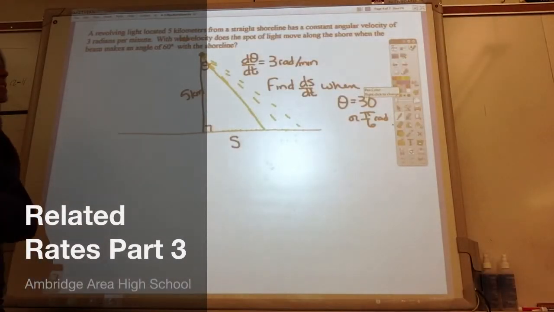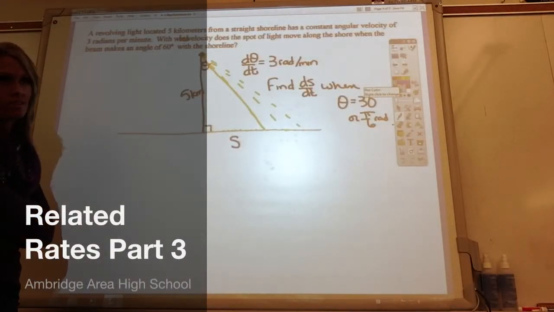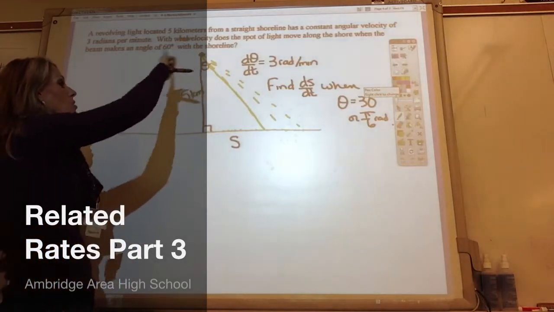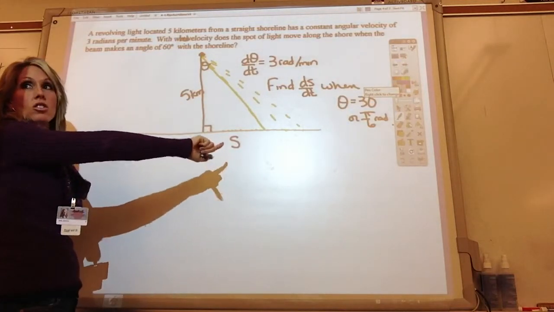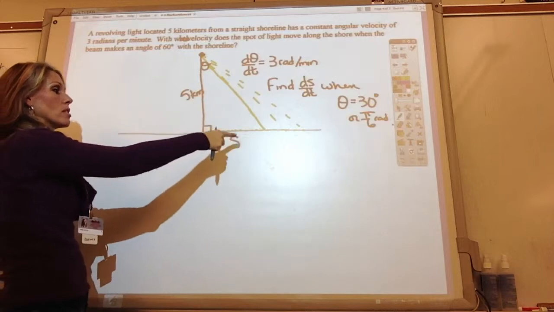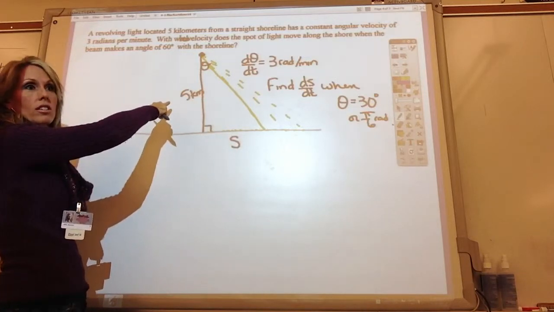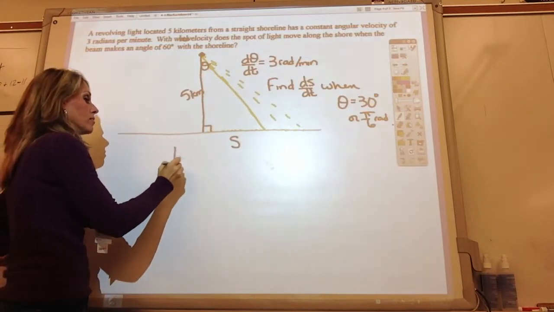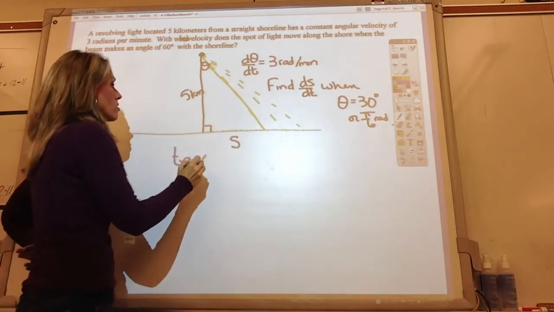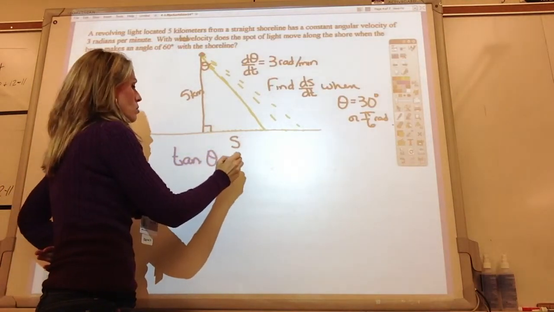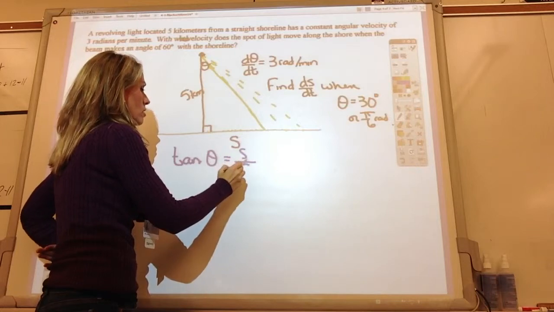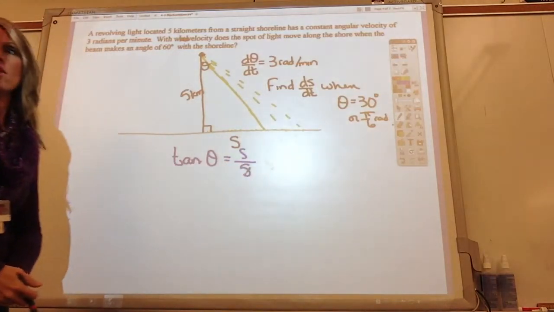So, Alec, what did we say we were going to use? Tangent. Tangent, right, because you have an angle and a side and another side. So you want to think about the trig function that uses the side opposite and the side adjacent, which is tangent. Okay. So tangent theta equals opposite over adjacent.